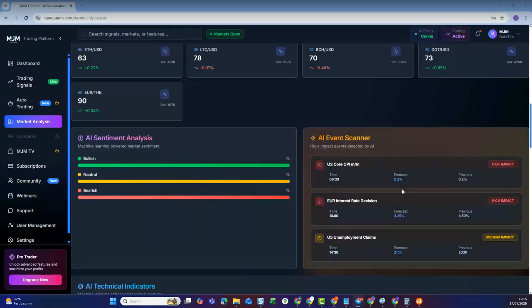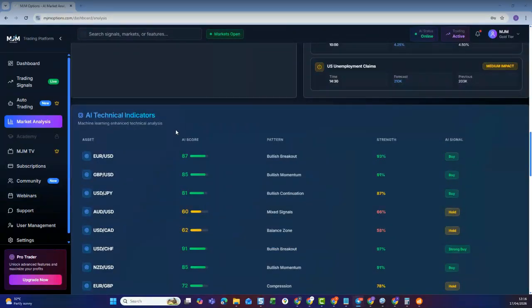The next thing we have is the AI technical indicators. This talks about the ability of the AI to study the chart, recognize patterns, and use those patterns to give you an informed signal.